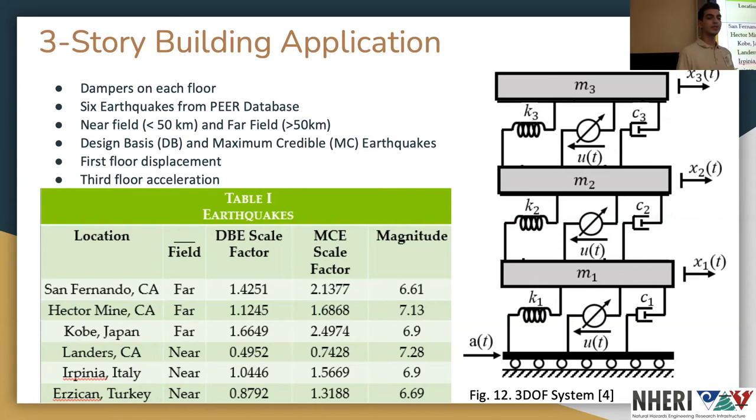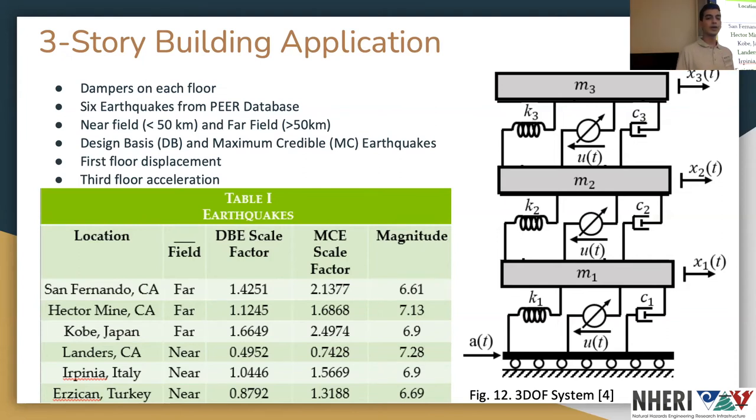And the excitations used for these simulations were the six earthquakes listed here, all taken from the PEER database of UC Berkeley, and three of them being near field, meaning they were measured less than 50 kilometers from the epicenter, and three of them being far field, meaning they were measured at least 50 kilometers from the epicenter.